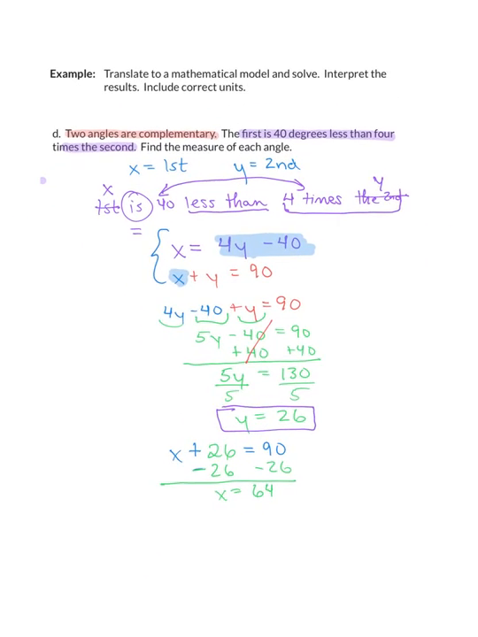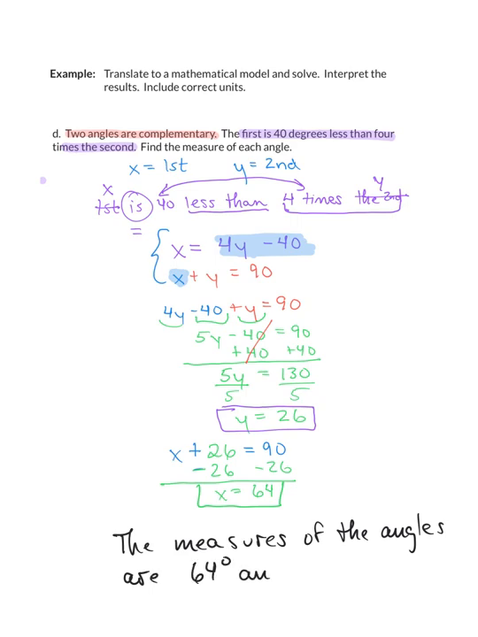Okay, finally, we want to go ahead and interpret the results. So what we have here is the measure of the two angles are 64 degrees and 26 degrees. And we're done.